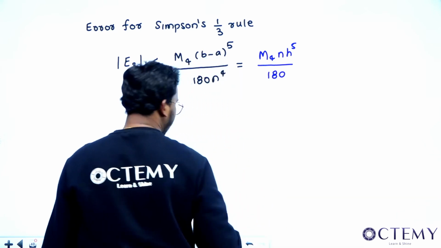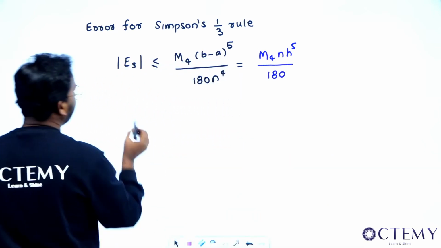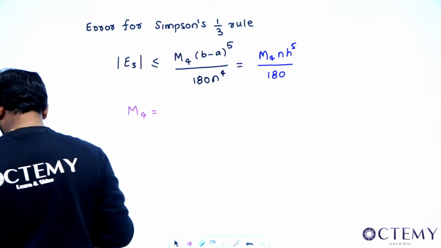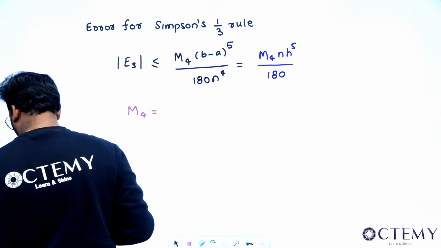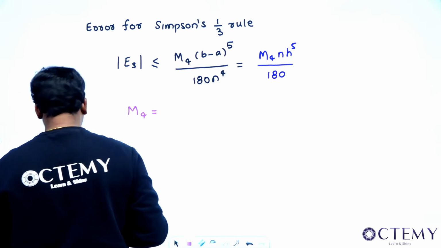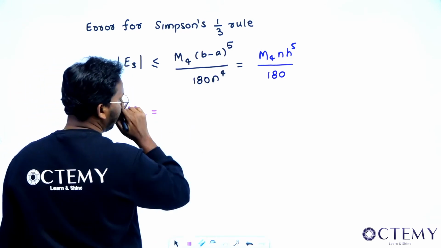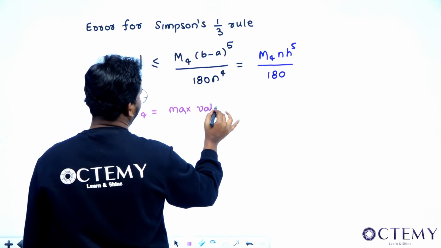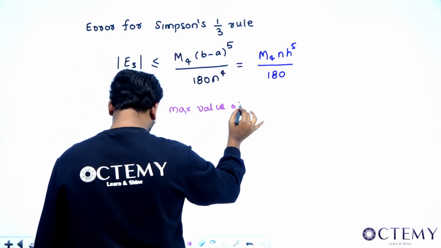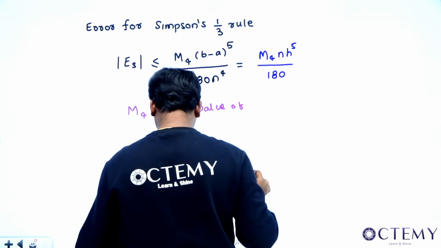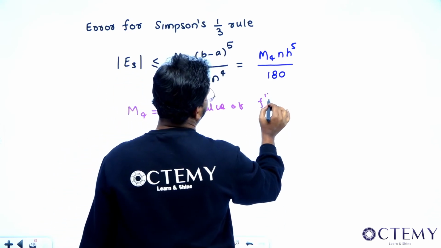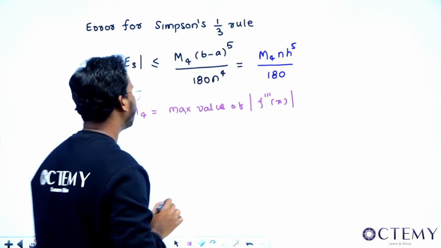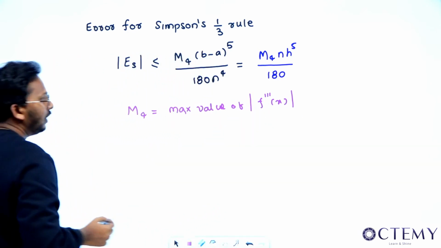Right? What is M4, sir? Your M4 is basically the fourth derivative, or the maximum value of your fourth derivative of f of x. The maximum value of that is your M4, right?